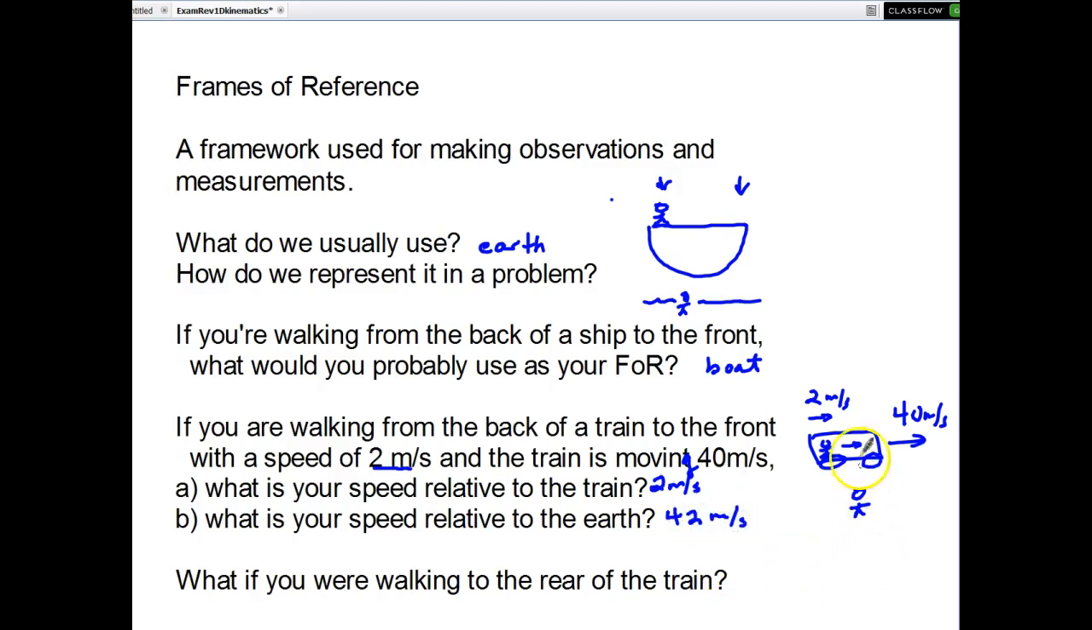So what if you were walking to the rear of the train? Well, if you were walking to the rear of the train, moving in this direction, your speed would be minus 2 meters per second. And so now the person would see you moving to the right with a speed of 38 meters per second.